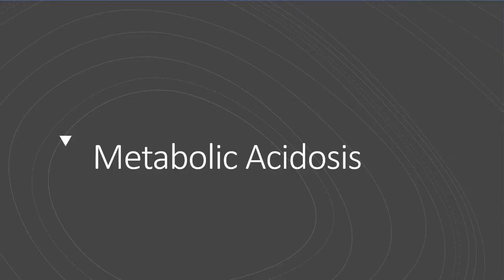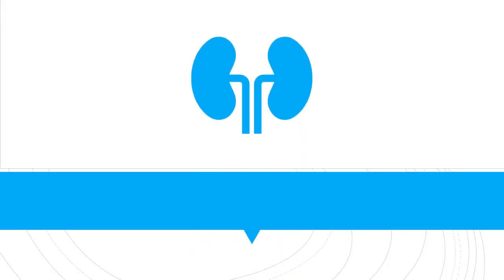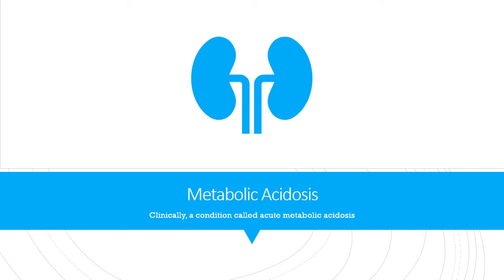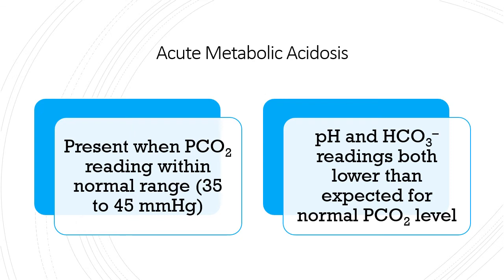First, we'll talk about metabolic acidosis. Metabolic acidosis, when it first happens, is clinically called acute metabolic acidosis. Acute metabolic acidosis is present when the PCO2 reading is within normal limits, 35 to 45 torr, and the pH and bicarb readings are both lower than expected for this normal PCO2 level.